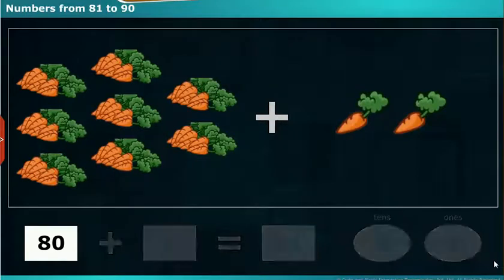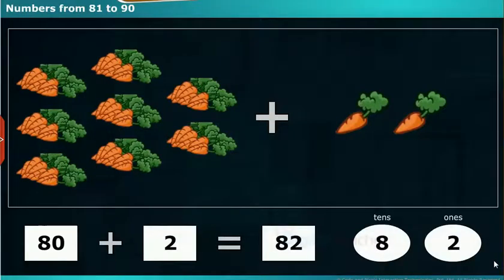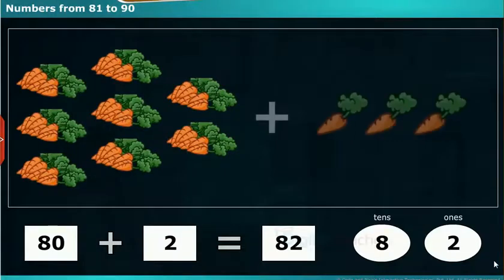So, 80 plus 2 is equal to 82. Total is equal to 82 carrots. One more carrot has grown on day 3. So, 80 plus 3 is equal to 83. Total is equal to 83 carrots.